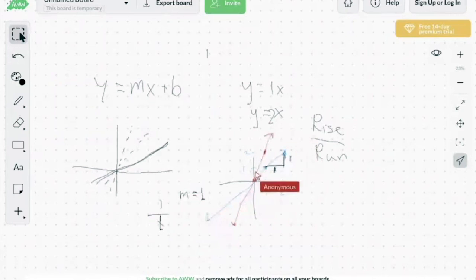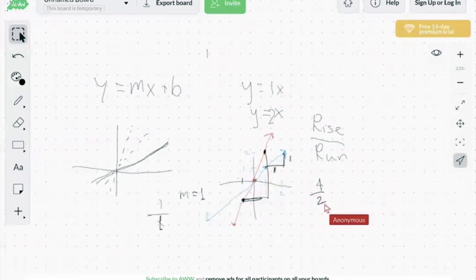Now let's look at y equals 2x. Let's say I want to pick a point somewhere here. So let's say I want to pick (-1, -2) and then also this point. So from (-1, -2), the function runs 2 units and it goes up 4 units. So if we can write that as 4/2, we'll notice that m equals 2. So in this way, you can easily go from a graph of a line to its function, and also the other way around.